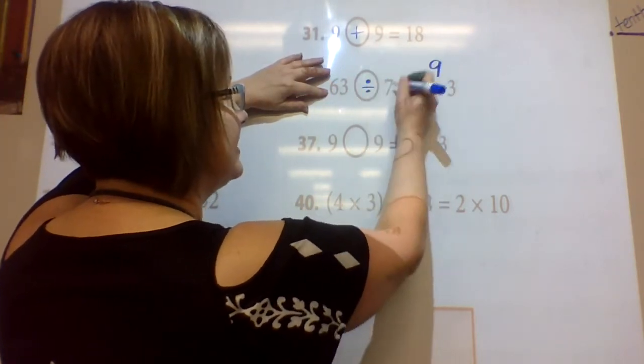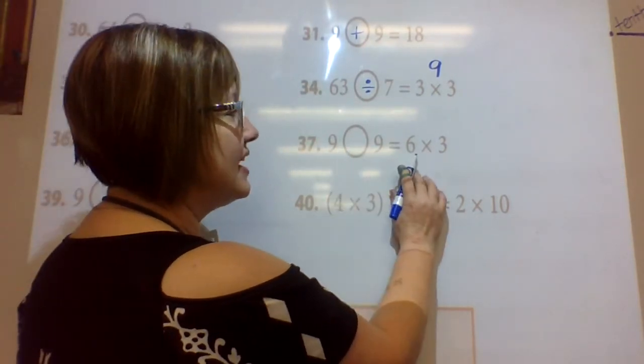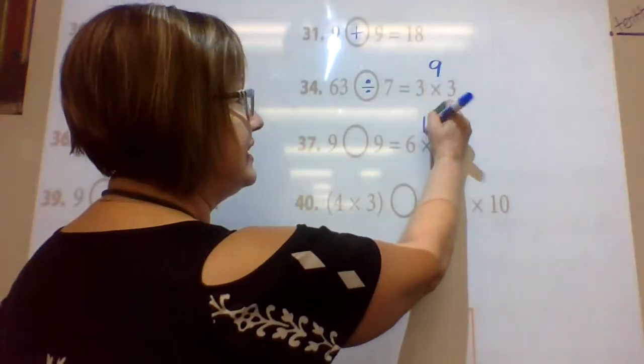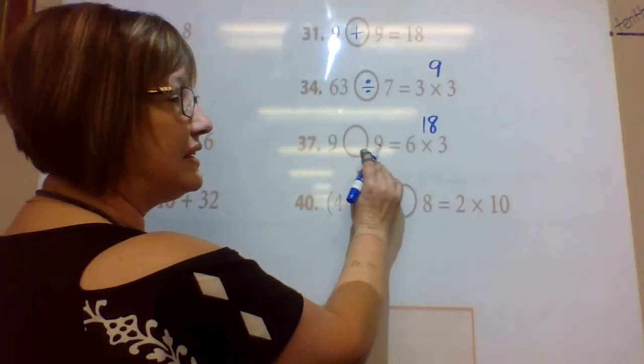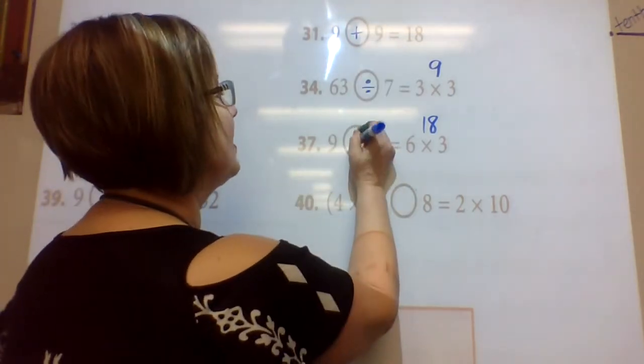Yes, because 9 times 7 is 63, right? Okay, then this time we need it to equal whatever that equals. What's 6 times 3? That's 18. So 9 plus 9 is 18. Huh, just like up there.